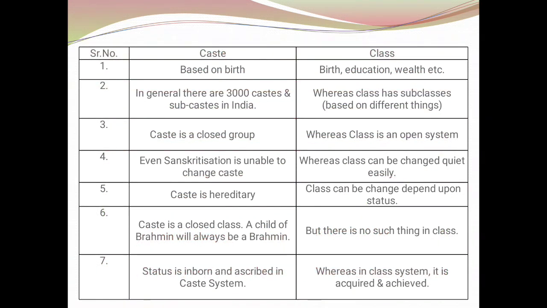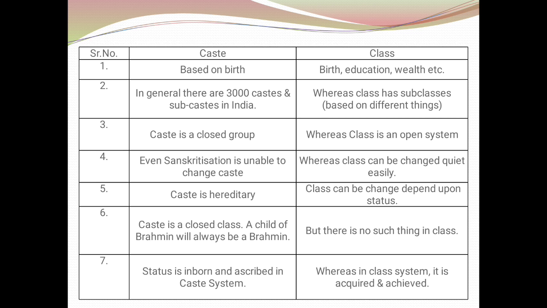This is the distinguishing map, or we can say a table, between caste and class. The first distinguishing point is that caste is based on birth, which decides an individual's category even before they are born, but class is based on birth, education, wealth, etc.